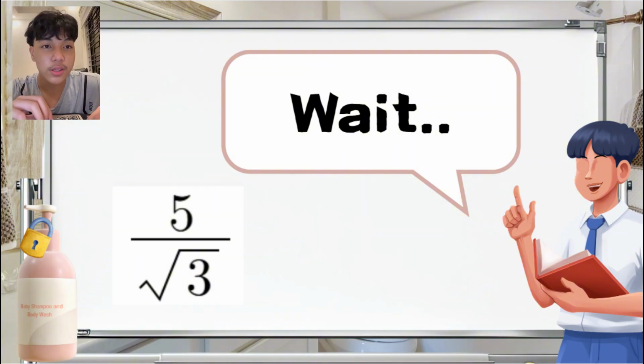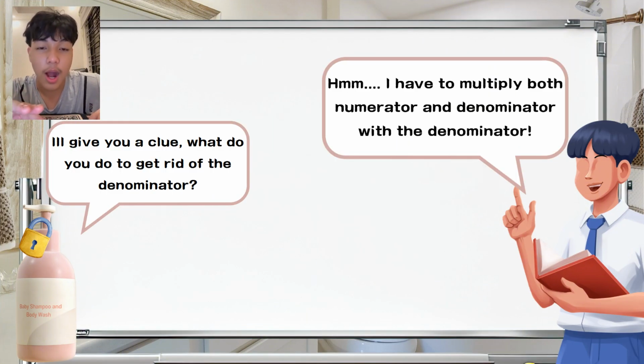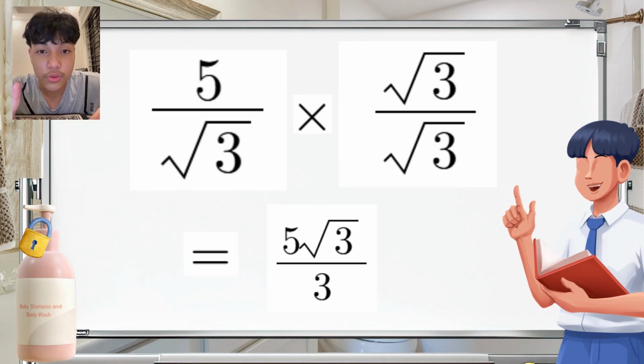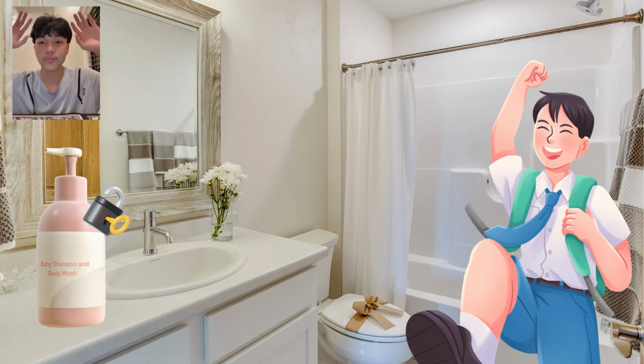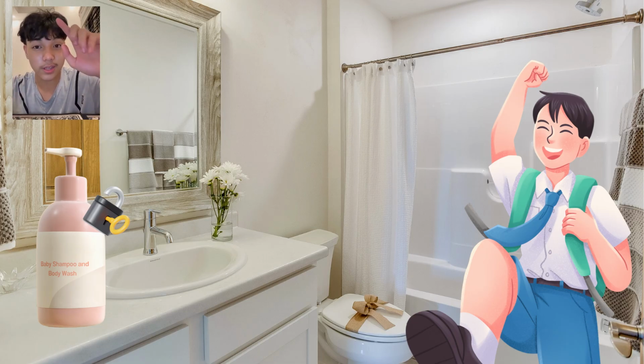But suddenly, the shampoo speaks. "I'll give you a clue. What do you do to get rid of the denominator?" John says he has to multiply both numerator and denominator with the denominator. From this, he gets 5 square root of 3 over 3. And the shampoo opens itself. Now, he can clean himself.